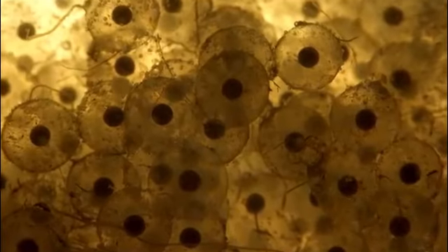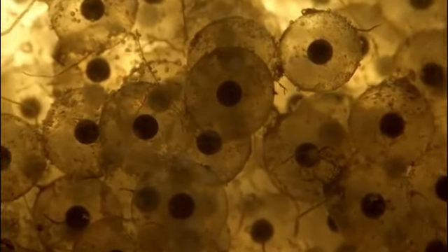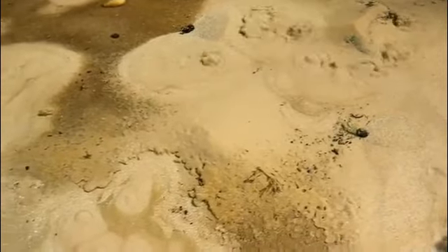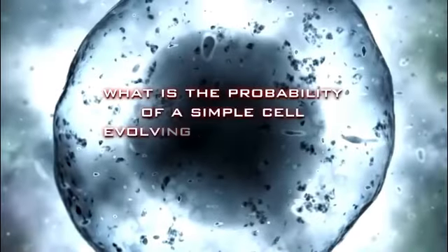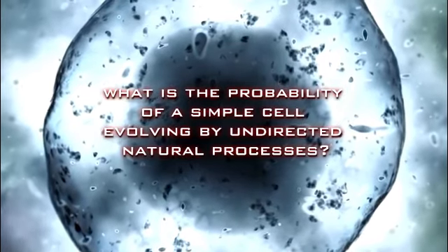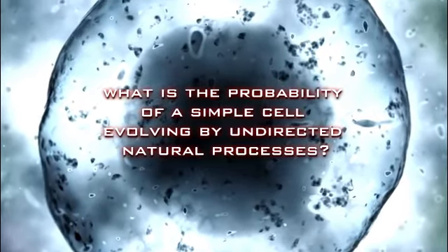And as we ponder this miniature marvel, we begin to wonder, could this simple cell have evolved from the elements of the earth over time? Is it possible for this to have happened by natural processes? So, what is the probability of a simple cell evolving by undirected natural processes?